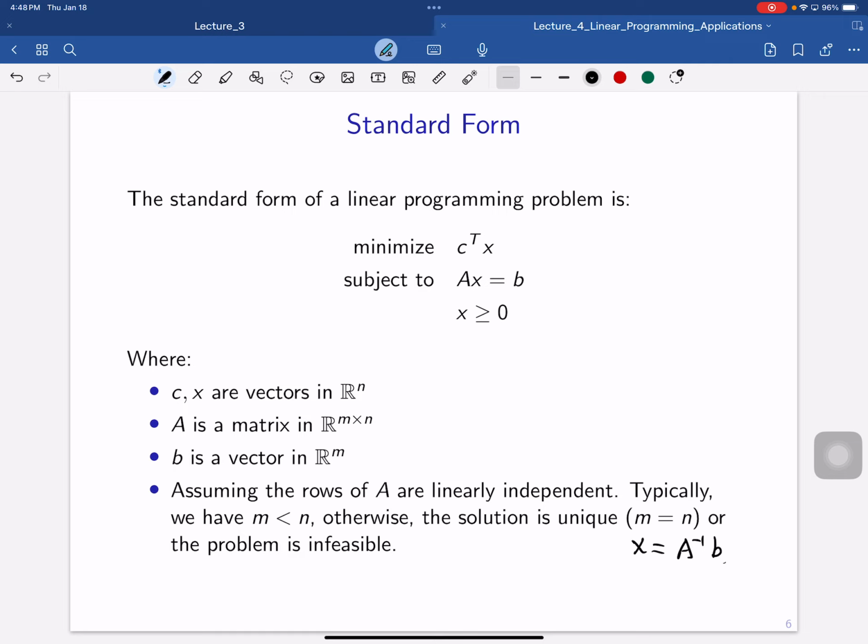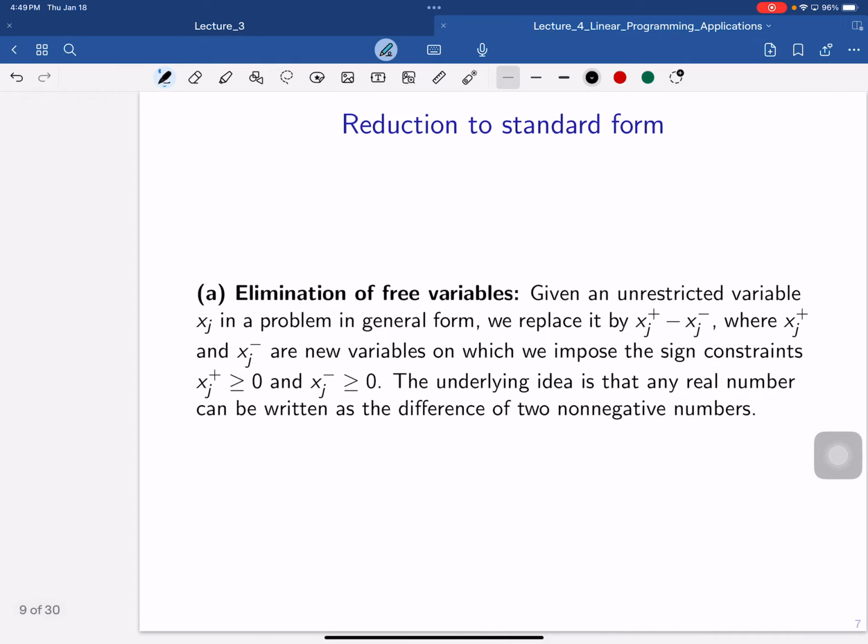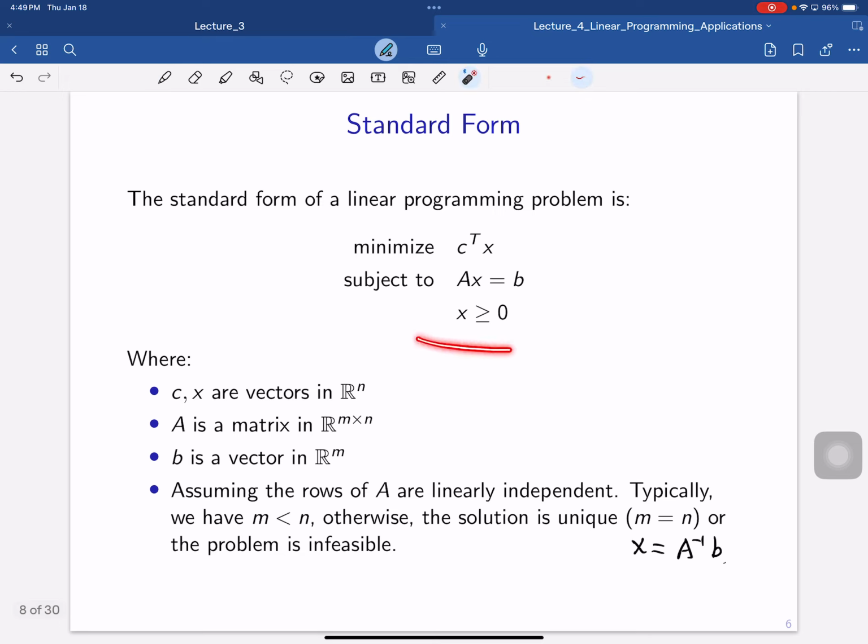Okay. So now the next topic we are going to talk about is how do you really convert a generic linear programming problem into the standard form? So first of all, let's think about how far a generic linear programming problem is from the standard form. First of all, we need to recognize that in the standard form, you only have non-negative variables, right? But in a generic linear programming problem, you can have some free variables. They are unrestricted in sign.